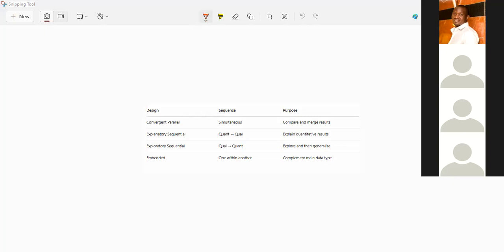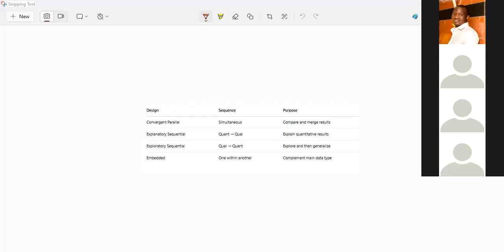We also have what we call the exploratory. It begins with qualitative to explore ideas and develops into quantitative to test or generalize the findings. And lastly, we have the embedded research design. Here, one data type is nested within a larger design of another type, and it's often used for evaluations. So these are the types of research designs that are applicable to the mixed approach.